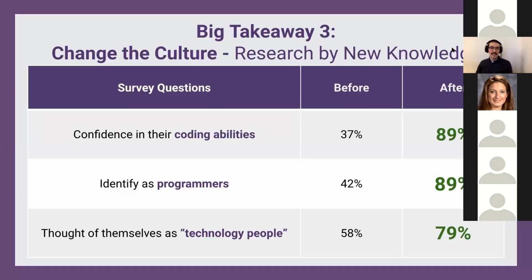And the last one, and this is kind of where I started today, is that Vidcode was founded to change the culture of coding. And we have research to back that up. After 10 hours of coursework over a number of students and schools that were utilizing us, in only 10 hours, they found that their confidence in their coding abilities skyrocketed from 37 to 89. These young people identified as programmers and thought of themselves as technology people. So not only are we giving them the skill sets, but we are really building the character of coding. It's not just an exposure thing.